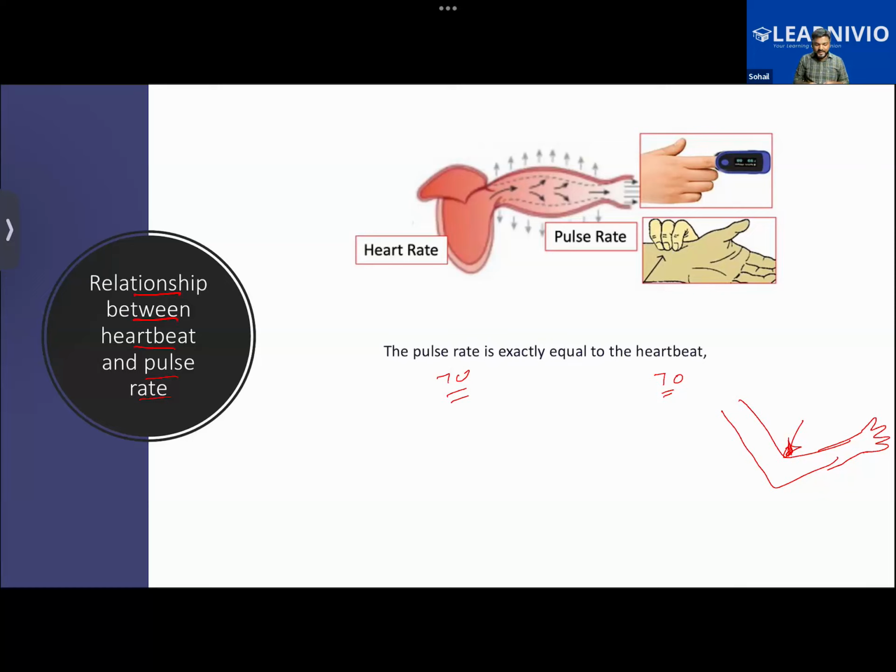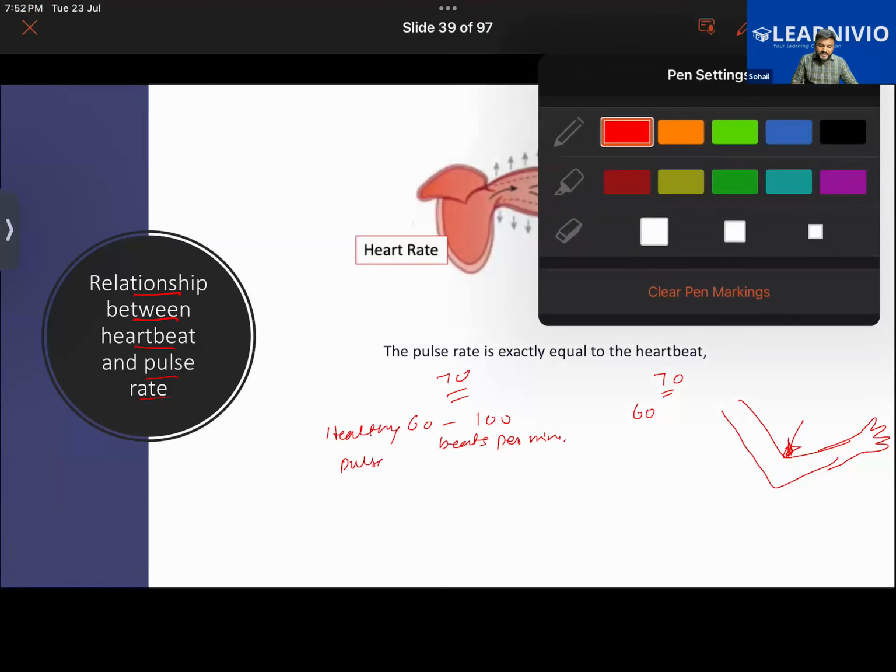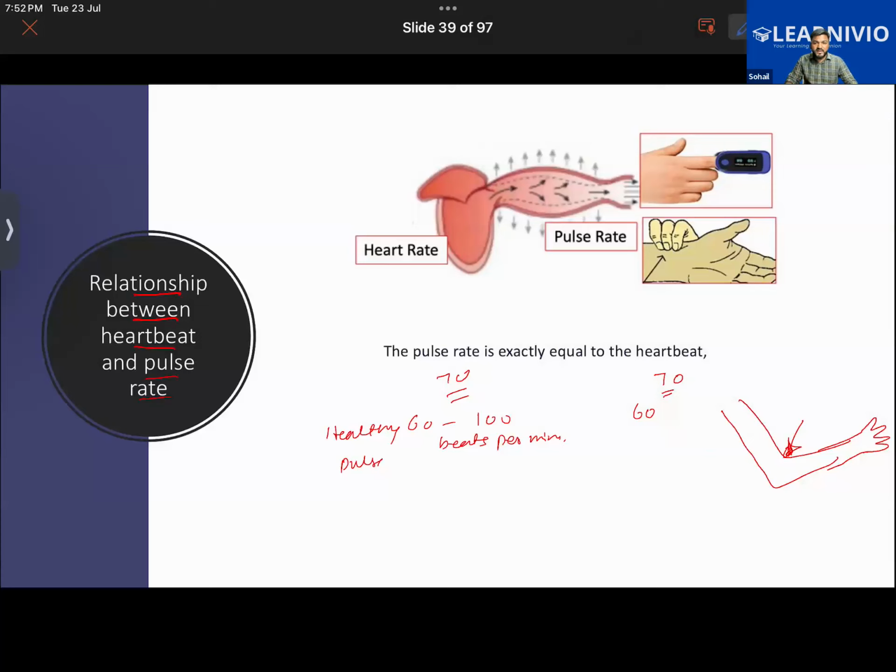Furthermore, a healthy pulse rate would be somewhere around 60 to 100 beats per minute. So that is the healthy pulse rate. And if a person consistently has a pulse rate higher than 100, then he should get a checkup. He should consult a doctor.